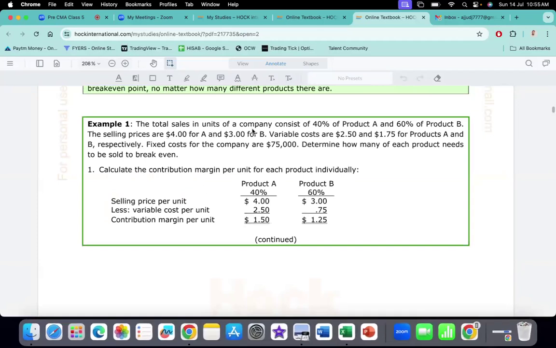Total sales in units of the company consist of 40 of product A and 60 of product B. So the ratio is 4 to 6, or you can call it 2 to 3, however you want to interpret it. But that is 40 to 60. The selling prices are 4 for A and 3 for B. Variable costs are 2.5 and 1.75 for A and B. And the fixed cost of the company is 75,000, because the company is paying the fixed cost for the whole company and not for a single product. Determine how many of each product needs to be sold to break even.